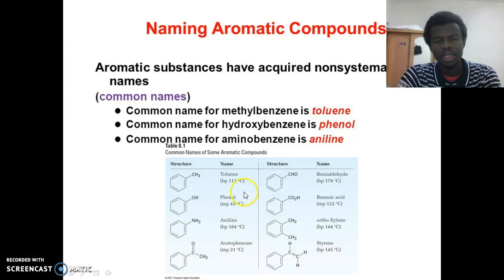Now here, it is very crucial to memorize these common names, because they will be very useful when we start naming aromatic compounds in our future videos.